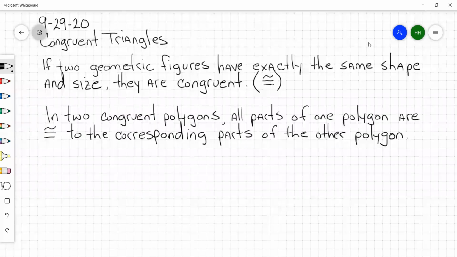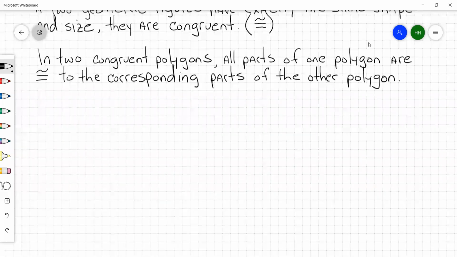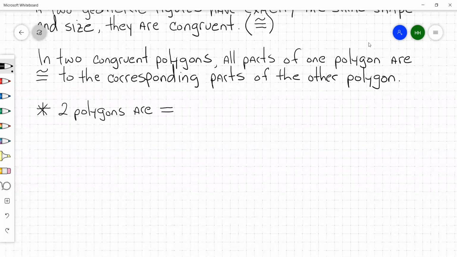All right, so we're going to say two polygons are congruent if and only if their corresponding parts are congruent.